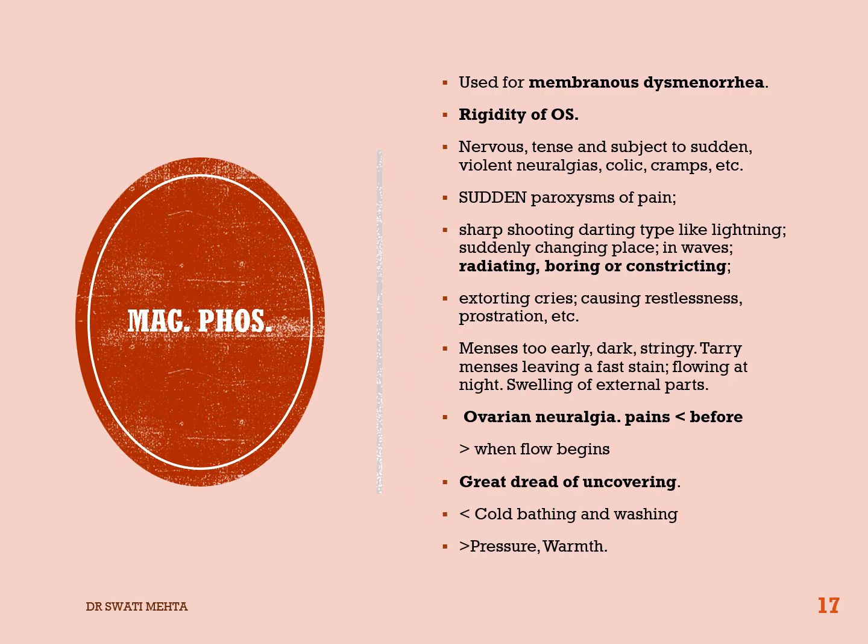It is also used for ovarian neuralgia, and patient is having great dread of uncovering because patient, though chilly, does not want to uncover the body, and is aggravated by cold bathing and cold washing, better by pressure and warmth. That is the peculiarity of Mag phos. Mag phos we can use in homeopathic doses like Mag phos 1M at the time of spasmodic dysmenorrhea, repeated every 10 to 15 minutes, or Mag phos 6x as a biochemic, 4 to 6 tablets every half an hour to relieve the pain.